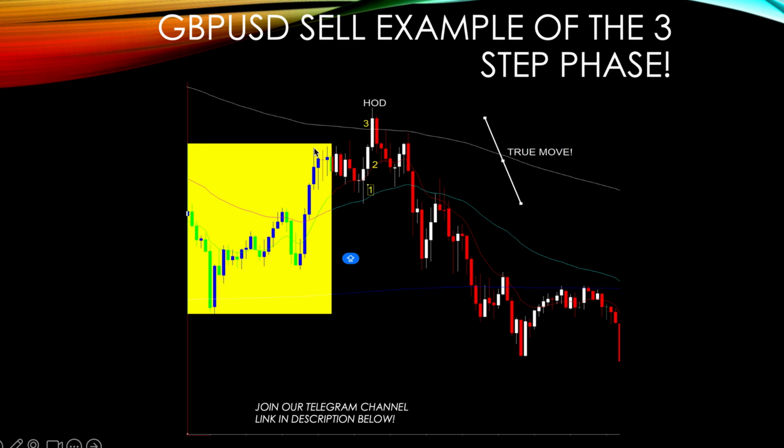At that time, high of the day. And as you can see, after the Asian session, around 8 a.m. my time, we then had a false move above the Asian session, right? As we can see, 1, 2, 3 pushes above the Asian session, giving us the high of the day. The dealer set the high of the day, and as you can see, we have the true move to the downside, right? We have the true move to the downside.